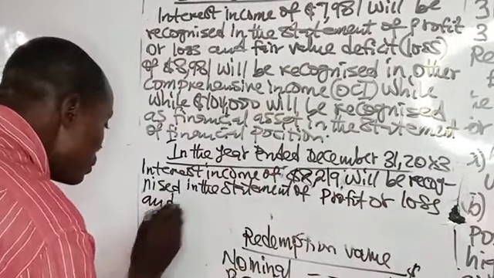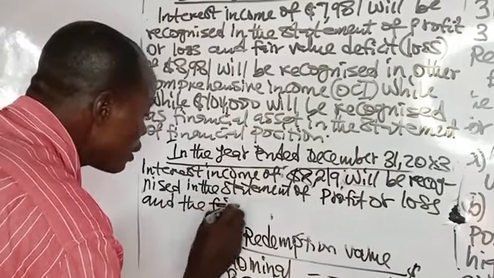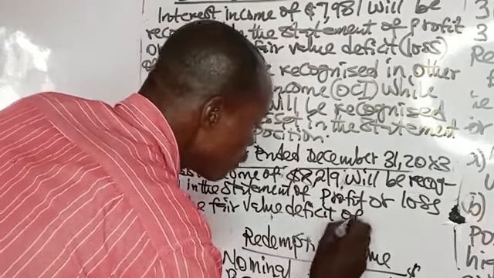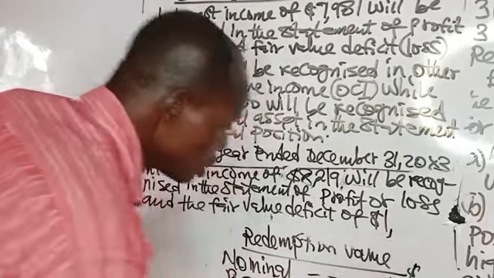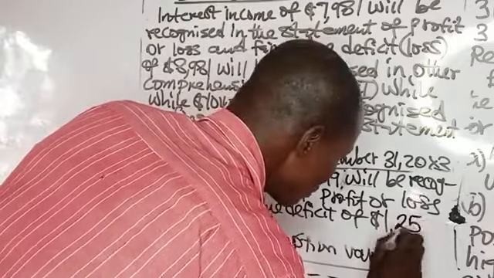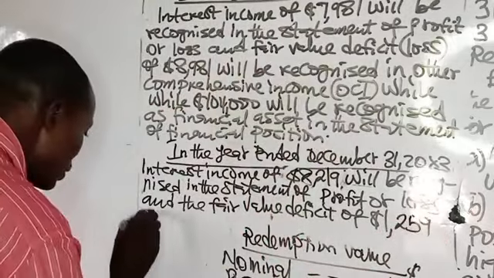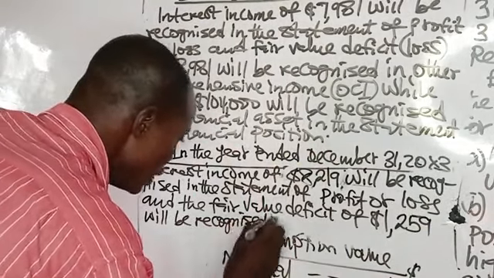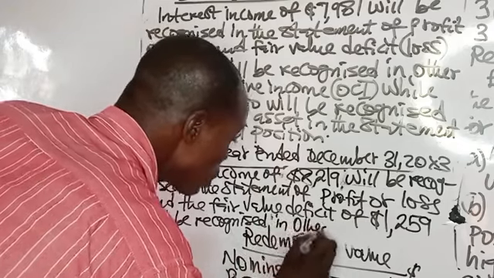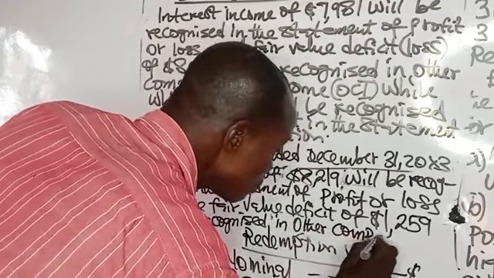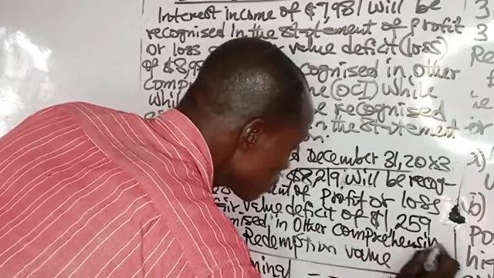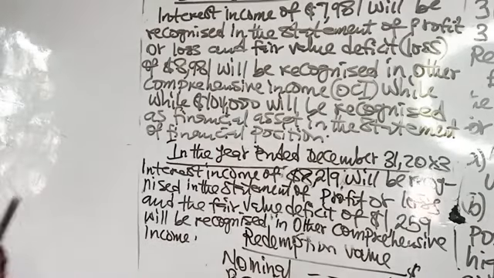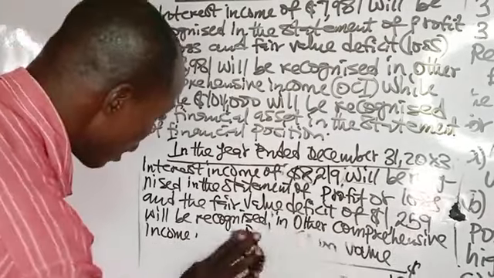And the fair value deficit of 1,259 will be recognized in other comprehensive income. That is the solution to the B part of the question.